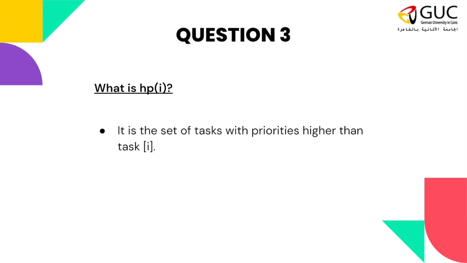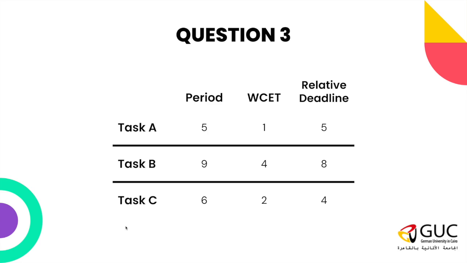Okay, so here we have three tasks, task A, task B, and task C. However, the deadline is not equal to the period. We have a third column called relative deadline, and therefore the deadline is not equal to the period. For task A, we have a period of 5 clock ticks. So every 5 clock ticks, a new instance of task A will return back to the system.